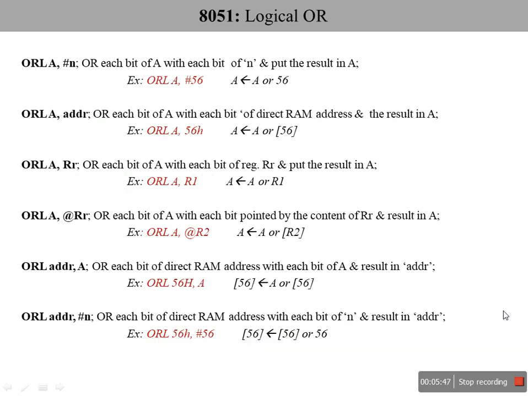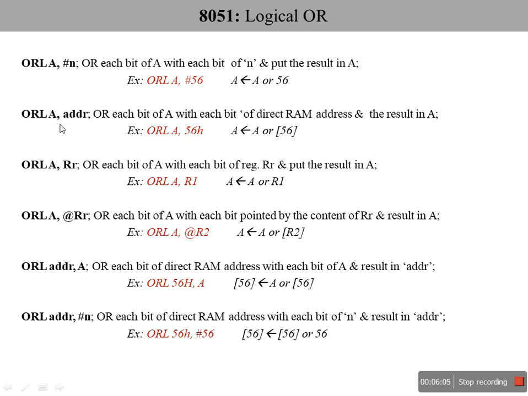Next, we have similar instructions with the logical OR operation, like ORL A comma hash n. Here the immediate number 56 will be logically ORed with the content of accumulator bit by bit, and the result will be in accumulator.